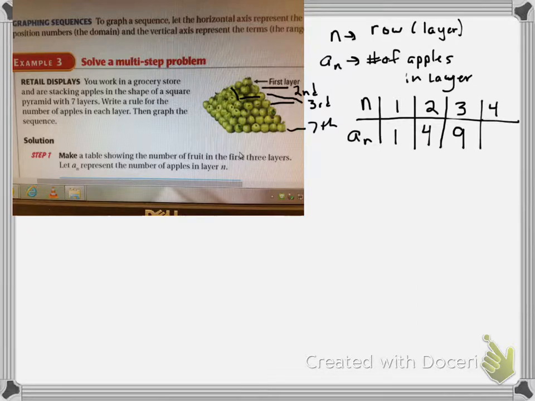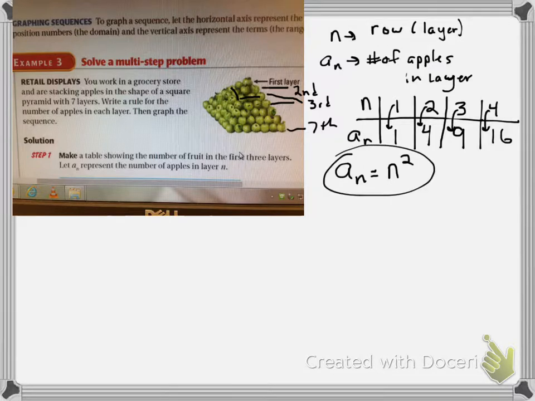Hopefully you see the pattern here. For each n, what are we doing to n to get a sub n? Or for each layer, what are we doing with that layer number to get the number of apples? Hopefully what you're saying is we're squaring it, right? If you square 1, you get 1. You square 2, you get 4. Square 3, you get 9, and so on and so forth. So we could define a sub n to be whatever the layer is, n squared. And that will be our rule.